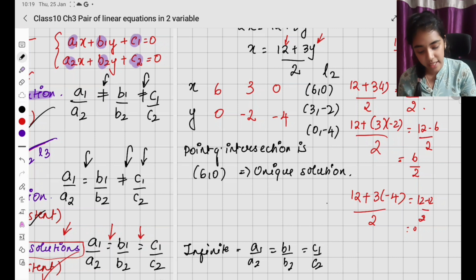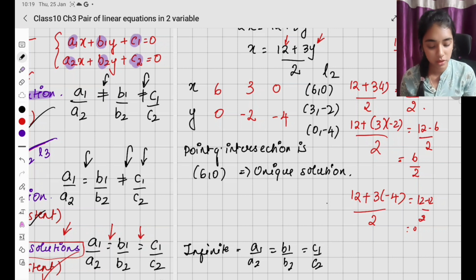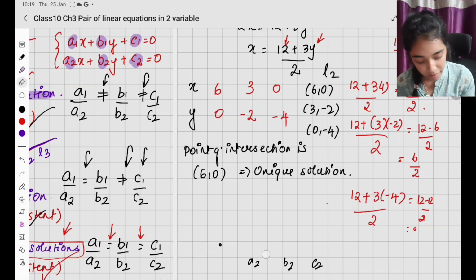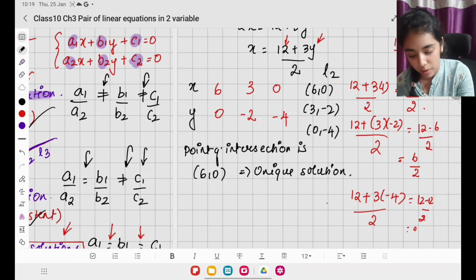What is the criteria for a unique solution? A1 by A2 not equal to B1 by B2 not equal to C1 by C2. So shall we check that also? We'll check that condition also. So, what are your A1, B1, C1? Shall we write all that?